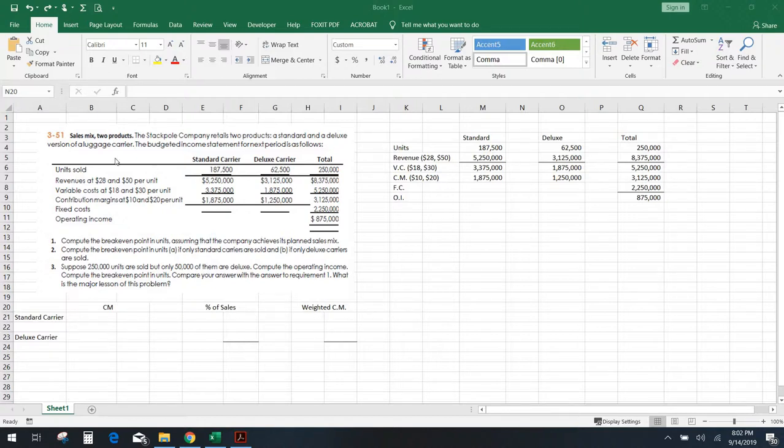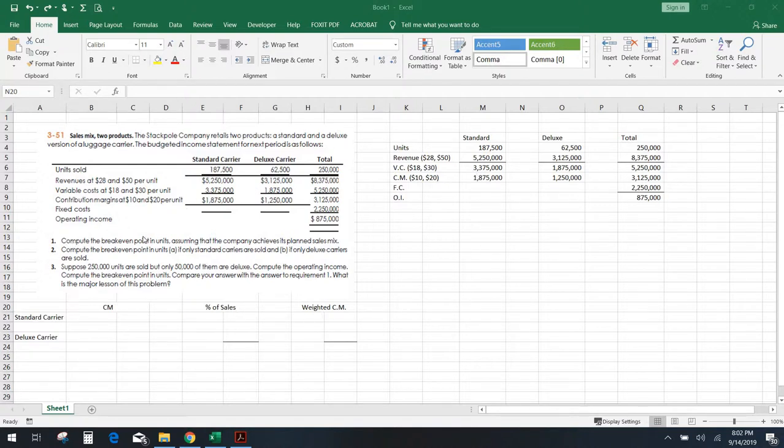And it says sales mix, two products. The Stock Pole Company retails two products, a standard and a deluxe version of a luggage carrier. The budgeted income statement for the next period is as follows. And here it is. It gives you all the information. And I just transposed it over here in Excel so that we can change these numbers as we go along in order to help solve the problem.